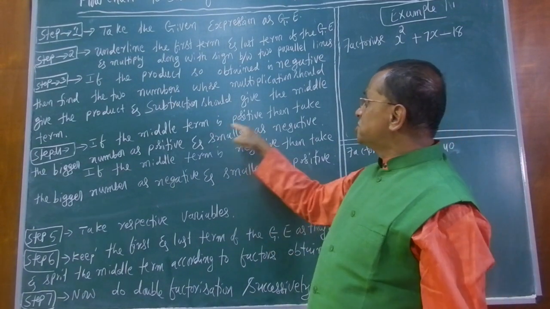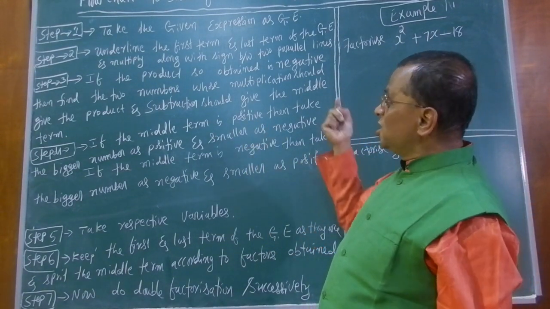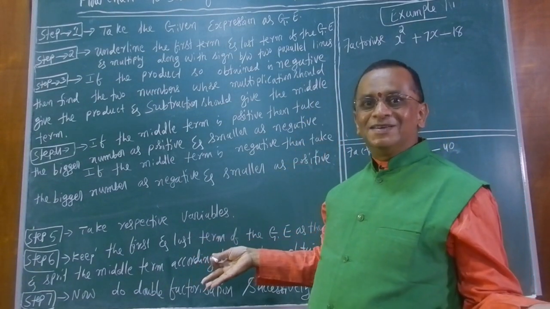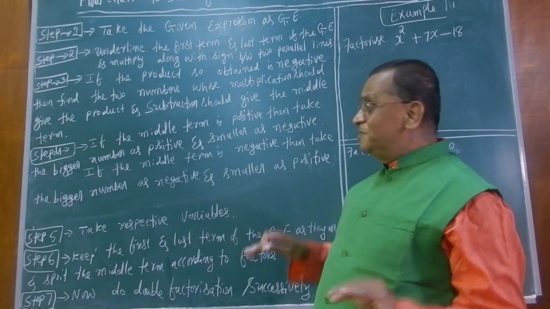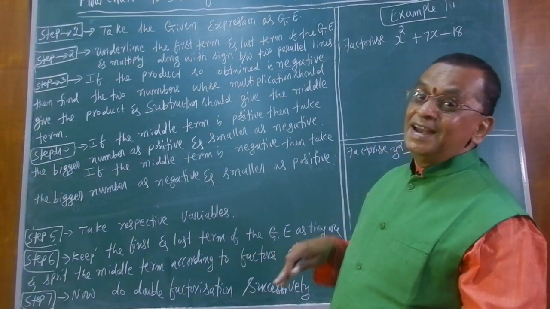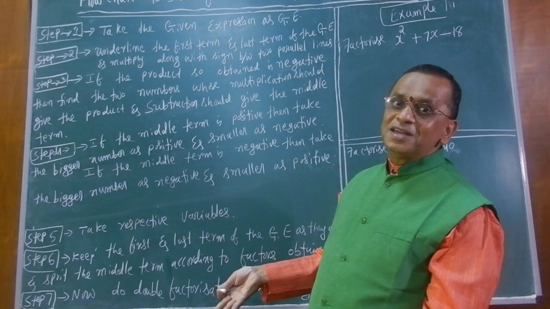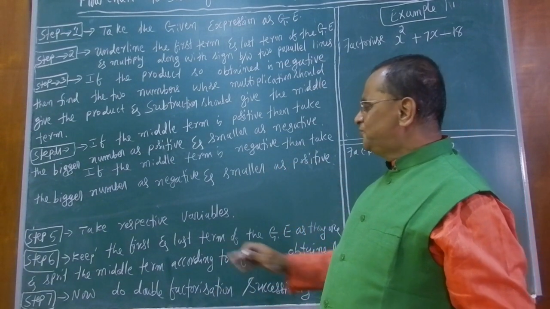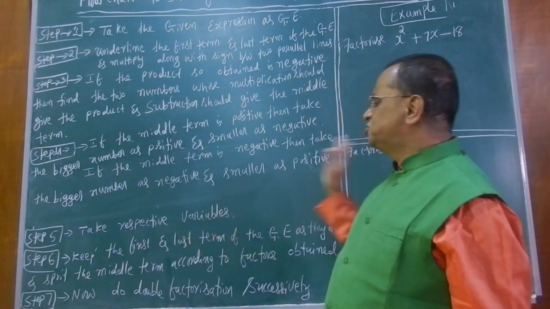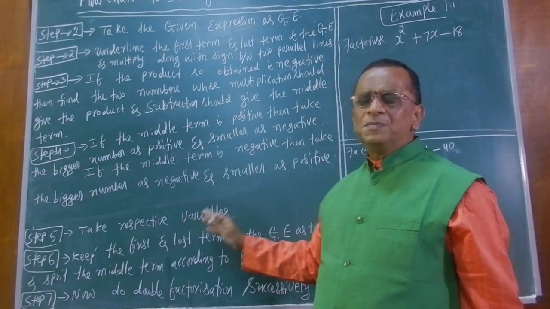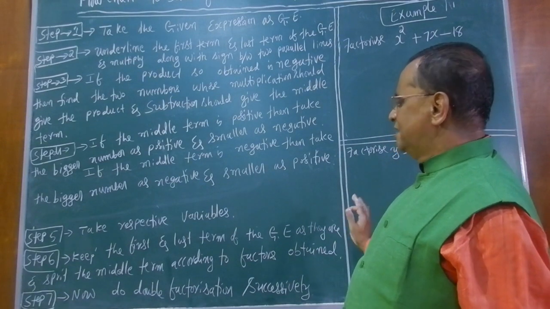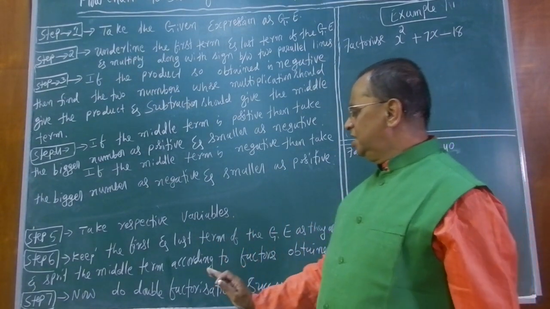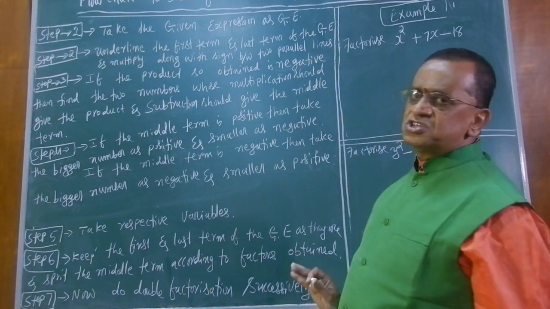Then, if the middle term is positive, take the bigger number as positive and the smaller number as negative. If the middle term is negative, take the bigger number as negative and the smaller number as positive. And finally, take the respective variables, keep the first term and last term as they are, and split the middle term according to the factors obtained. And finally, do double factorization successively.